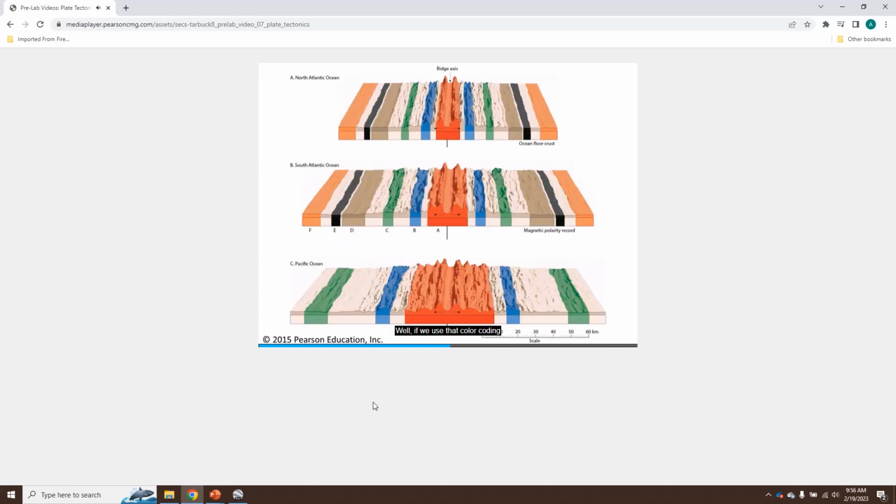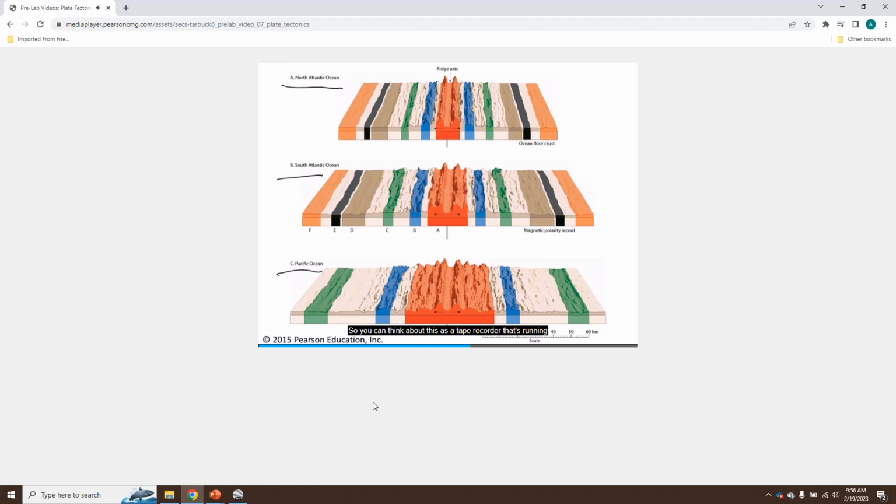Well, if we use that color coding to highlight these stripes of magnetized oceanic crust, we see an interesting pattern emerge. First off, you see that regardless of whether we're talking about the North Atlantic Ocean, the South Atlantic Ocean, or the Pacific Ocean, the pattern on the left side of these images is the same as the pattern on the right side of the images. In other words, they're mirror images of one another.